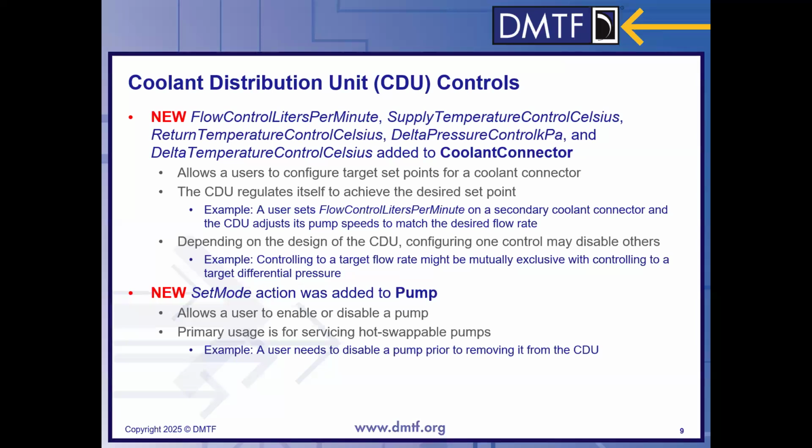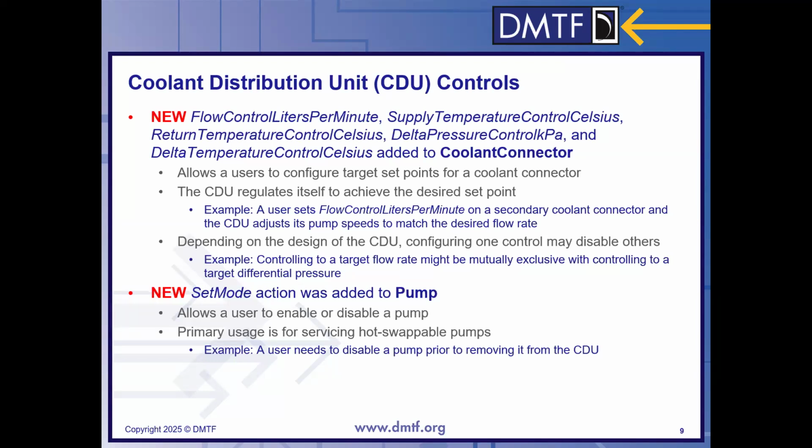There are cases where, like I mentioned with mutual exclusion, you may only be allowed to set one or the other, but not both. When you set a desired flow control versus setting a desired delta pressure, those may be mutually exclusive because they both would feed into the CDU's pump speed algorithm. So if you set flow control rate, it may turn off the delta pressure control.